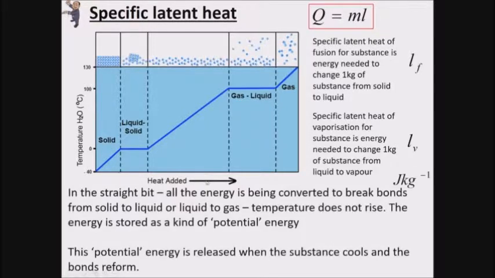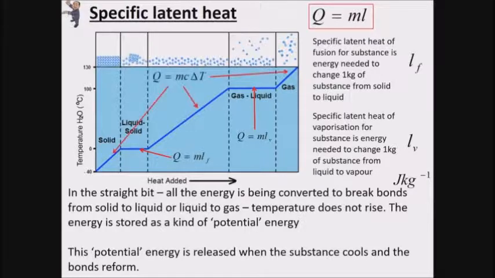And what we can do is label this graph up, and we can say in the flat bit all the energy is being converted to break the bonds. So this would be Q equals MLF, latent heat of fusion, and this is Q equals MLV, latent heat of vaporization. And the energy is stored, as I've been saying, as a kind of potential energy. Now, if we went back the other way, and allowed this to cool, this potential energy is released when the substance cools, and the bonds, either between the gas and the liquid, or the liquid and the solid, reform. So you'll get energy out.